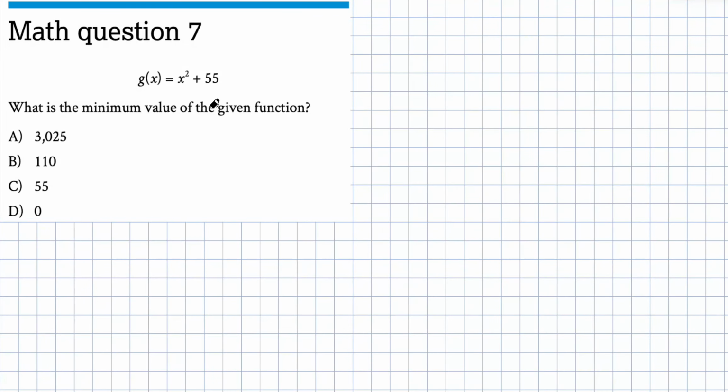Question number 7 is g(x) is equal to x squared plus 55, or y is equal to x squared plus 55. Now it's a parabola. Whenever we have a quadratic equation, it always forms a parabola. And there are certain conditions.